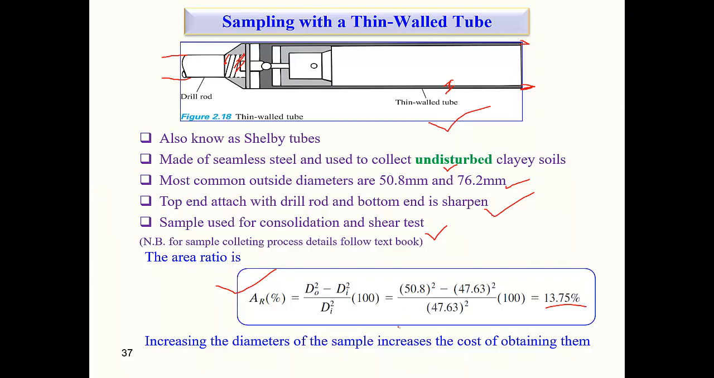Sir, where does 47.63 come from? The DI value? Yes, sir. DI square value. This is the internal one. Internal one. Okay, sir. And this is the outside one. Is it constant? No. Or is it just an example? Yes, an example. The diameter of the soil. Okay.